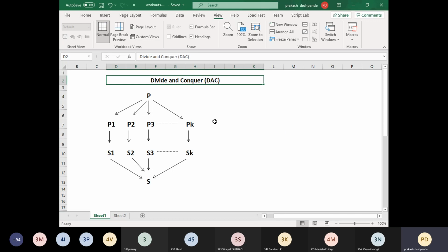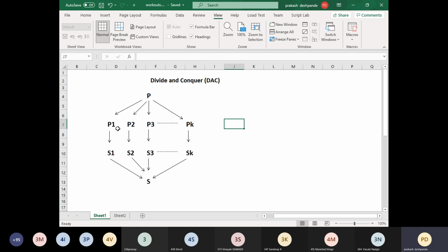Most of the time we make use of recursive concepts here. In this particular diagram, I have just shown you only one derivation, that is from a big problem P1, I divided it into P1, P2, P3 and up to Pk. It need not be that I get a solution directly for P1. This P1 can be a little more difficult to solve.